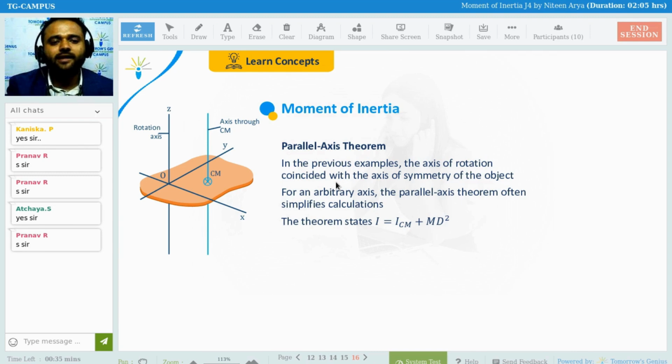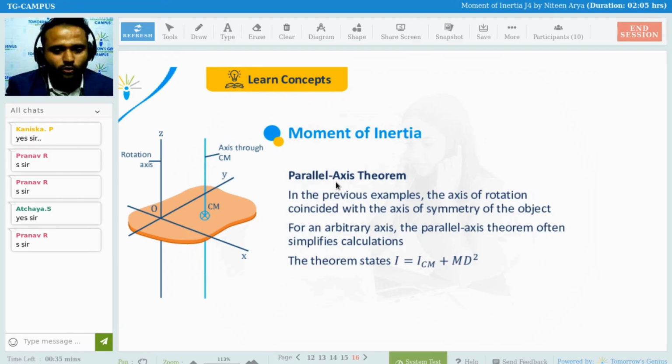That is very simple. The parallel axis theorem states that if you know the moment of inertia for any particular axis, and you draw an axis parallel to the given axis, you can directly find the moment of inertia about the other axis using this formula, which is ICM plus MD square. Very basic thing, we can do this very easily.